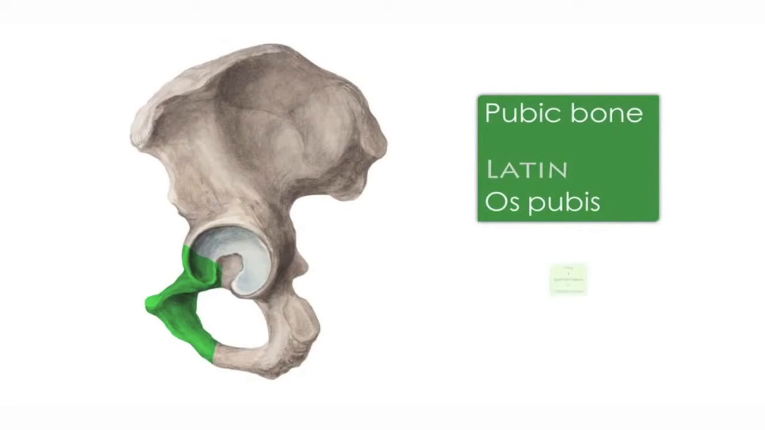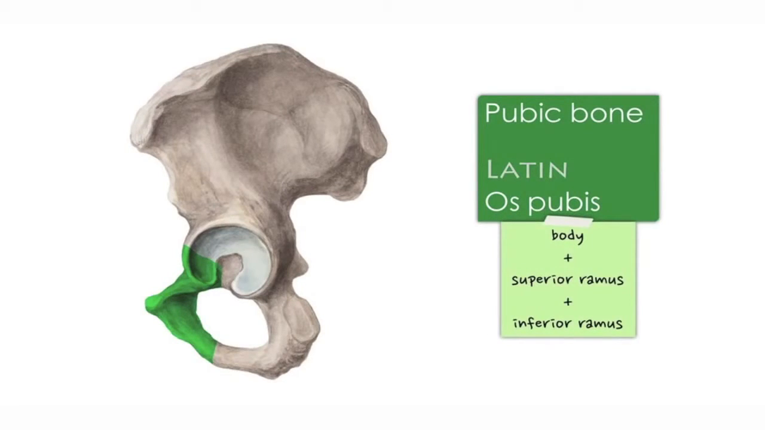And the pubic bone is known to have three main structures: the body, the superior ramus, and the inferior ramus. Now the superior ramus is this portion right here that you can see, located just above the obturator foramen, which is this large opening here that we will also briefly talk about later on. But this is where you find the superior ramus.